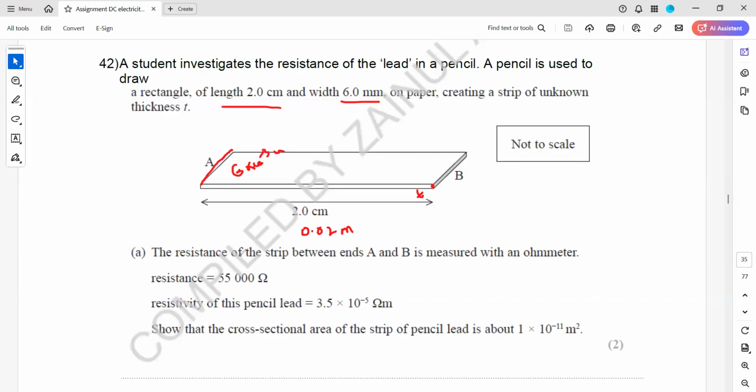The resistance of the strip between A and B is measured. Because resistance in this dimension will be different from resistance in this dimension, because the length will be changed. So we measure the resistance from A to B. The resistance was found to be 55,000 ohm. So from A to B, the resistance is 55,000 ohms. The resistivity of the pencil is 3.5 × 10^-5.